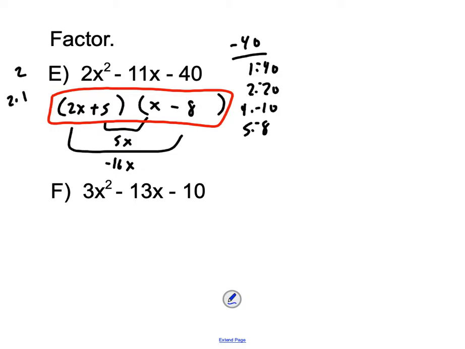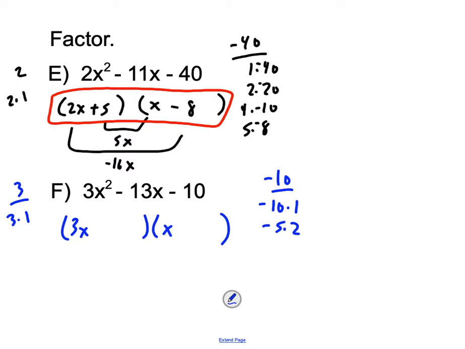3x squared minus 13x minus 10. So again, how do you get 3? Just 3 and 1, so it has to be 3x and x. How do I get 10? 10 and 1, and 5 and 2. But it's a negative 10, so one's a negative, one's a positive. The higher number there, the other pair has to be the negative, because you have a negative on your B term.